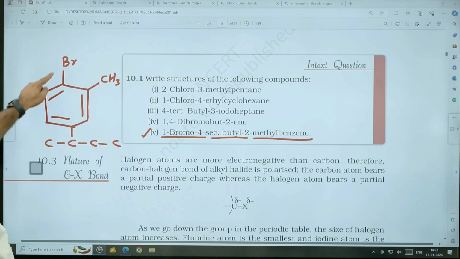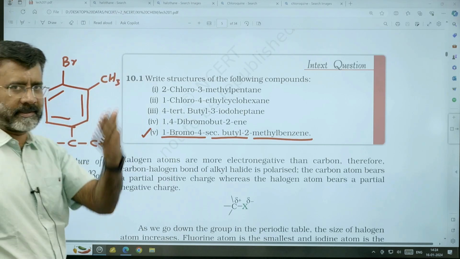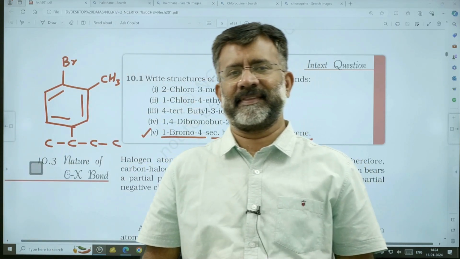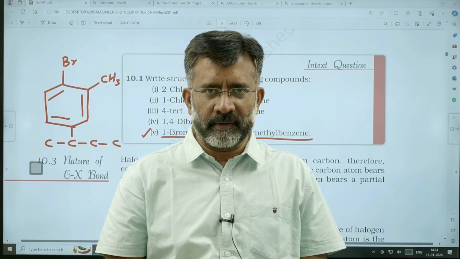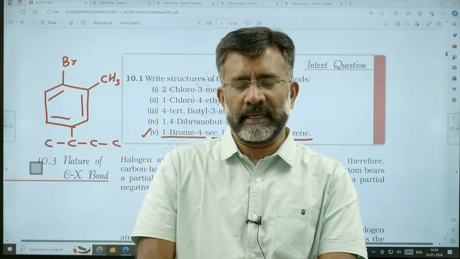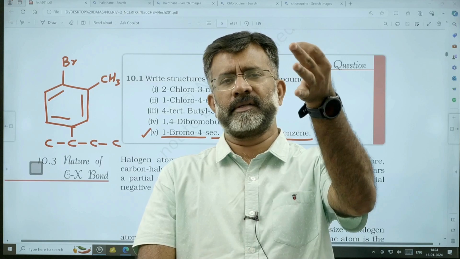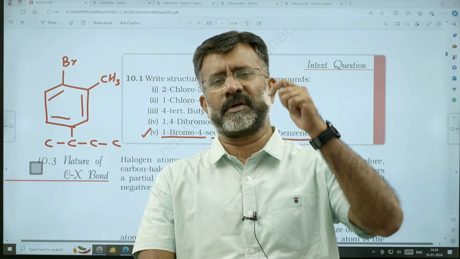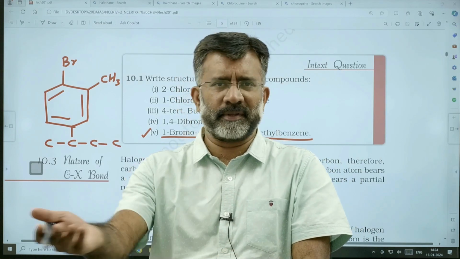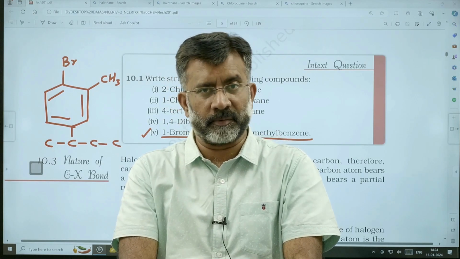So that's it: 1-bromo, 4-secondary butyl, 2-methyl benzene, and it's over. So practice a compound given, try to write the name, and given the name, try to write the compound. This is essential practice required in every chapter. Every chapter has an introduction segment dealing with isomerism, nomenclature, etc. Try to practice, because that's going to be the question we directly encounter in the competitive examination and of course the board exam also.